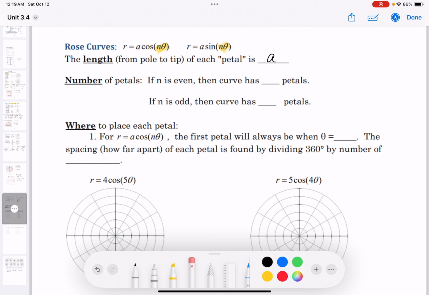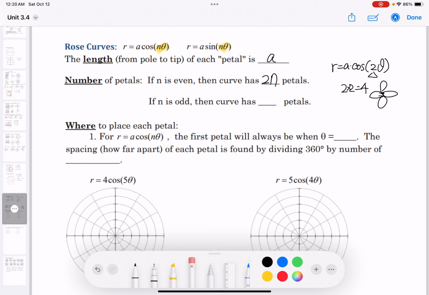And the number of petals: if n is even, the curve has 2n petals. For example, if I have r is equal to a times cosine 2 theta, that means we're going to have 4 petals because 2 times 2 is 4. That means we're going to have a shape like this.